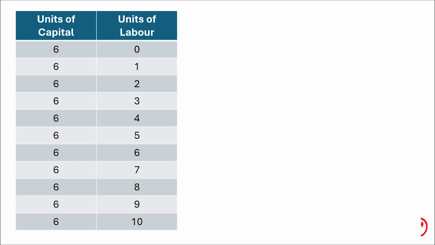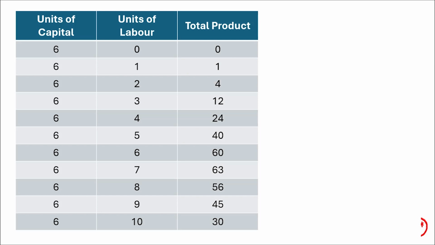Let's look at it this way. You can see I've got fixed units of capital. I've only got 6 machines in the kitchen, whereas I can add as much labour as I want. And so we can look at total product. You can see it rises quite quickly to begin with, slows down, peaks at 7, and then falls after that.